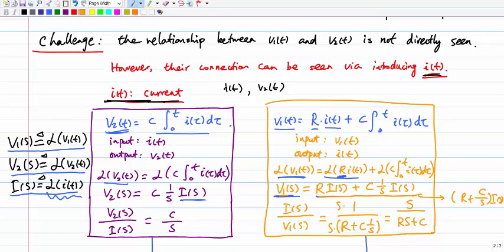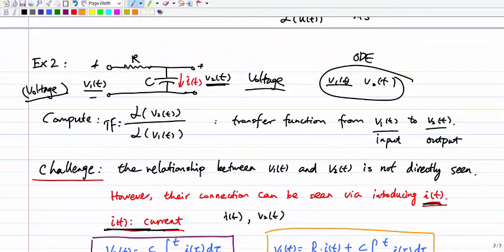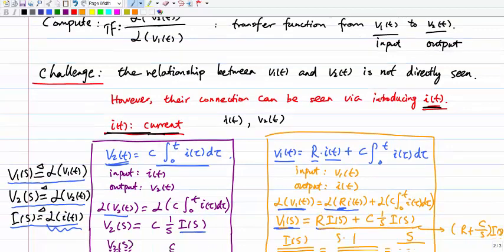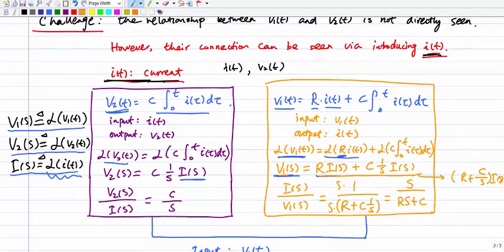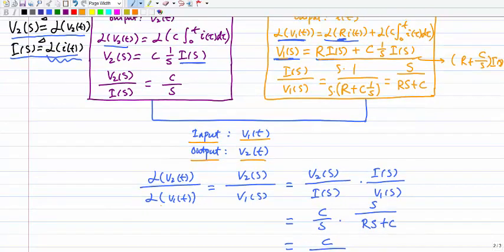Also I have a transfer function from I(t) to V2(t). So now I still haven't solved the problem of the transfer function from V1(t) to V2(t). Okay, now I'm trying to figure out how to combine both to find the transfer function. So if I let the input be V1(t) and the output be V2(t), that's what I want to find out. So it will be L of V2(t) divided by L of V1(t), which, according to the definition over here, will be V2(s) divided by V1(s).